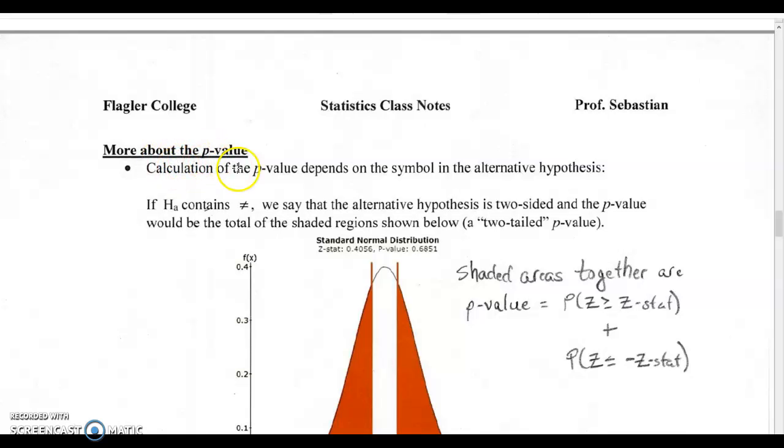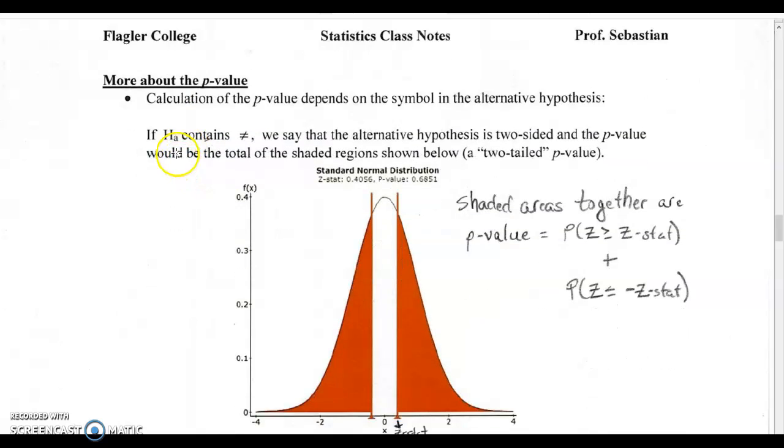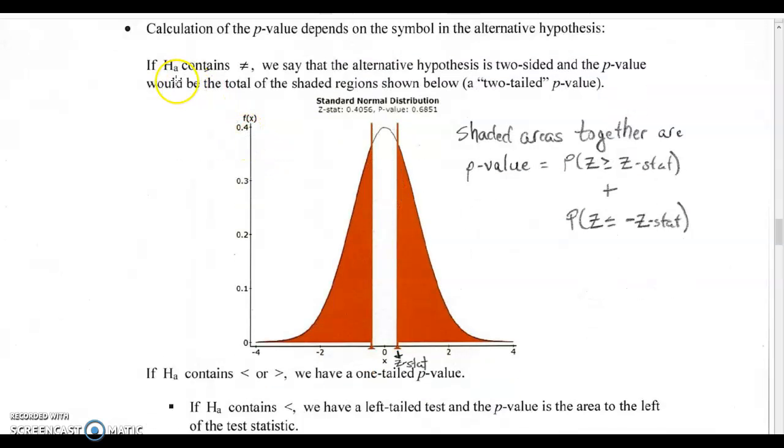hypothesis testing. So the calculation of the p-value depends on the symbol in the alternative hypothesis. In other words, whether we have a greater than, a less than, or a not equal sign. So if the alternative hypothesis, HA, contains a not equal sign, we say that the alternative hypothesis is two-sided, and the p-value would be the total of the shaded regions shown below, which is a two-tailed p-value.